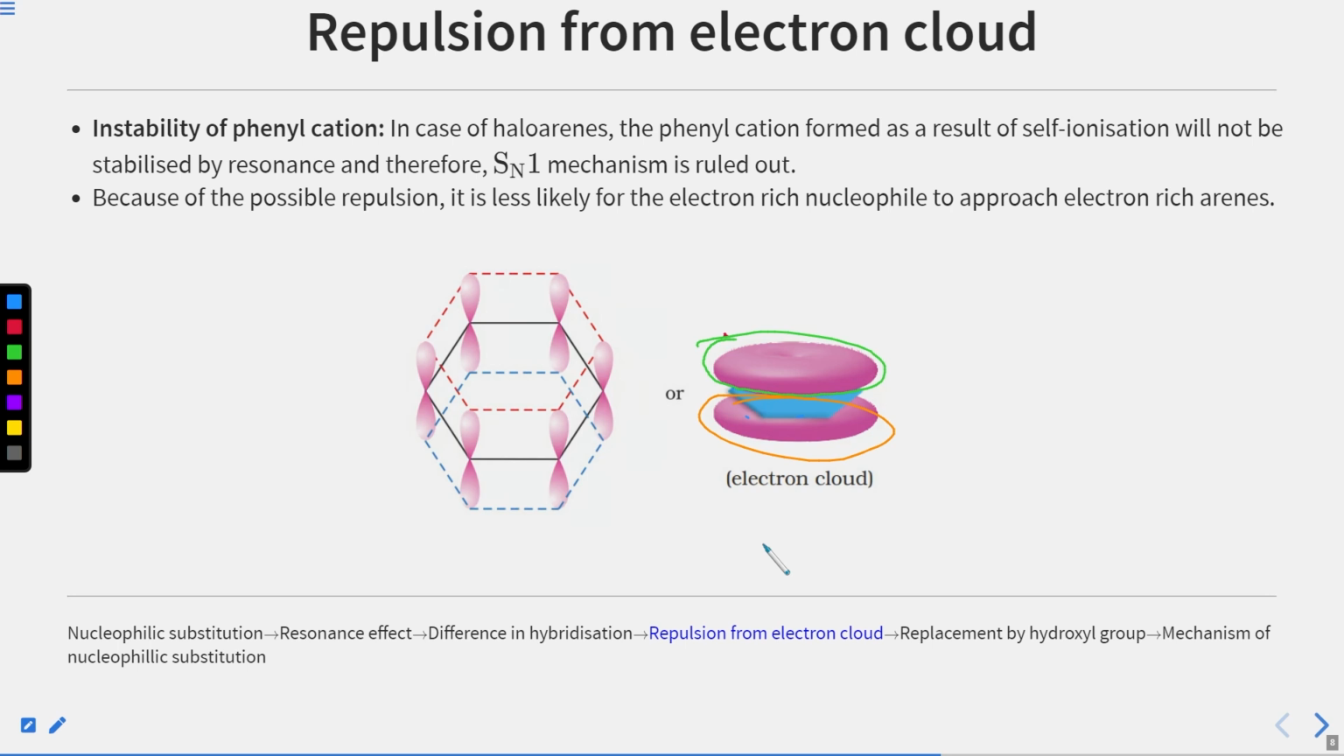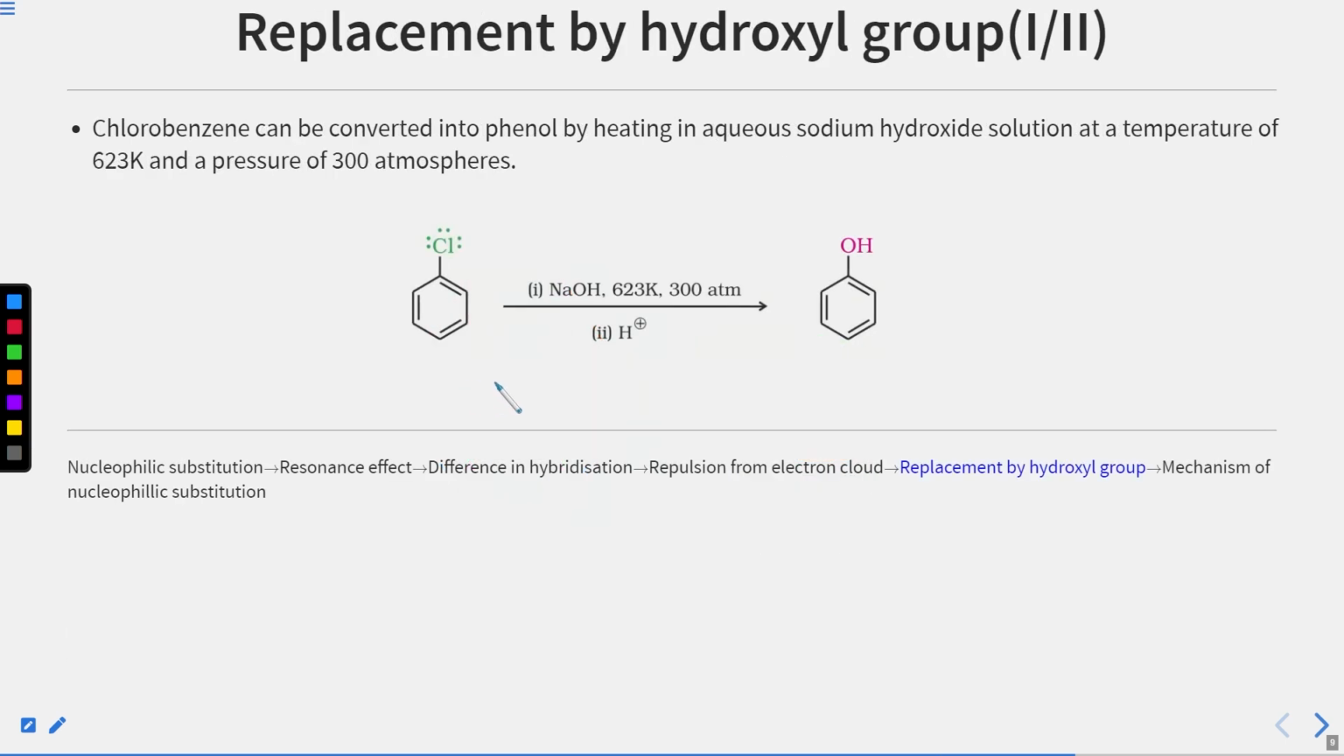I will show you more examples in the next class, but for now I will just give you a glance, or you can say an overview, of what a nucleophilic substitution looks like in your haloalkane system. So let us see some reactions for that. Now this is the first example of nucleophilic substitution of a haloarene.